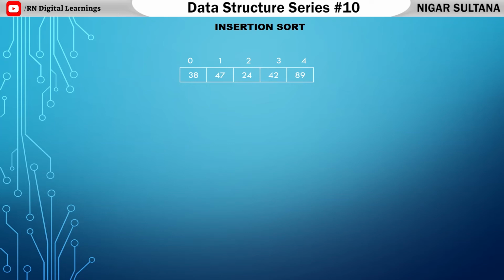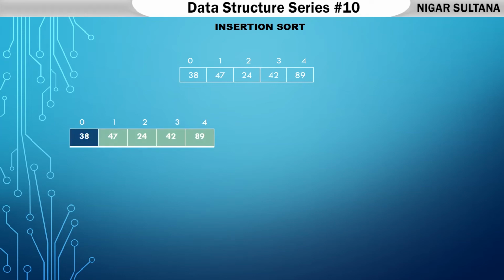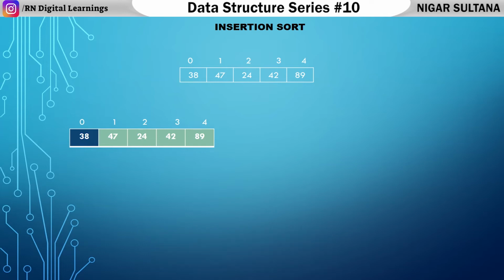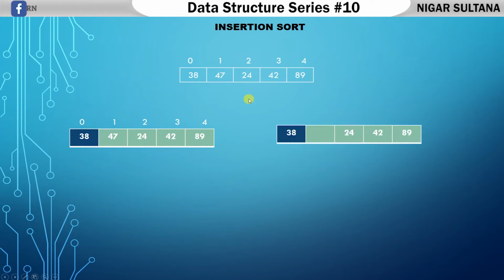Here we have 5 elements, so the n value is 5. Index starts from 0 to 4. Here we will consider the first element to be the sorted one, and the rest of the elements will be considered the unsorted one. The first element of the unsorted part we will consider as the key, and we will compare this key with the sorted elements.